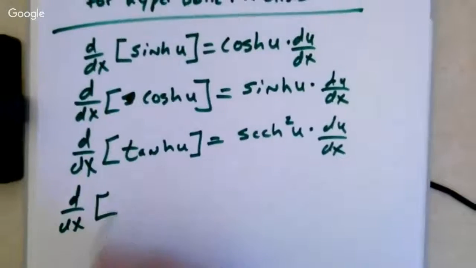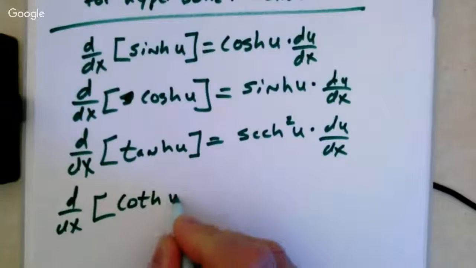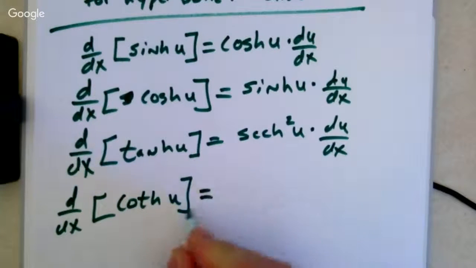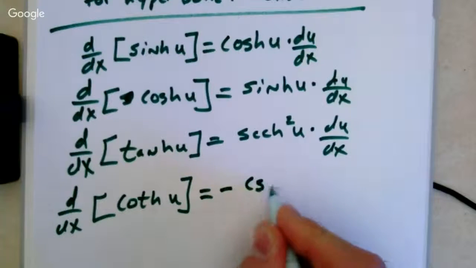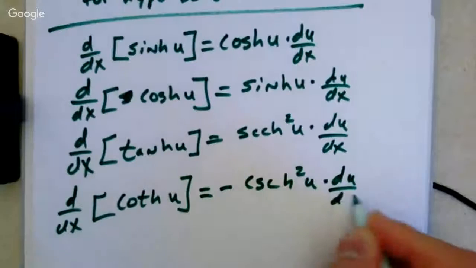Health food. The derivative. Let's go opposite. Tangent hyperbolic. What's normally the derivative of cotangent? Okay, here's the good news. All of the secant, cosecant, cotangents are all negative. So it is nice that they're all a family together. The derivative of hyperbolic cotangent is negative cosecant hyperbolic squared times du dx.